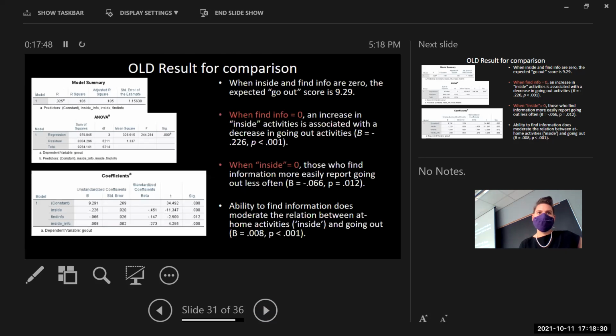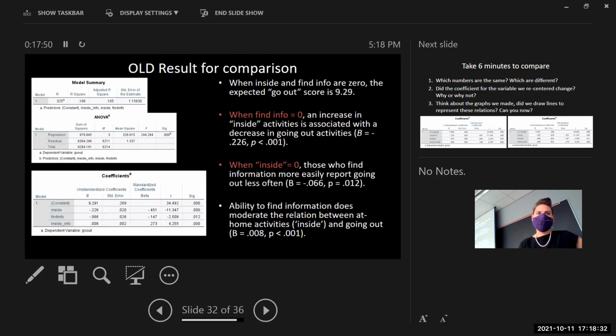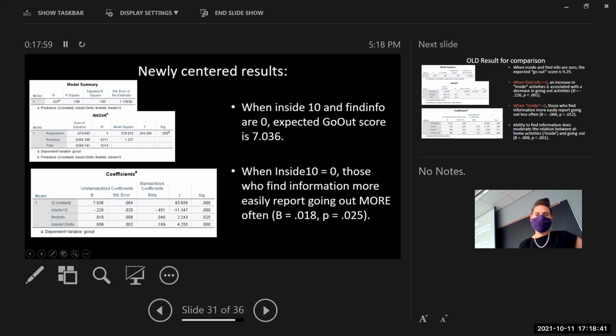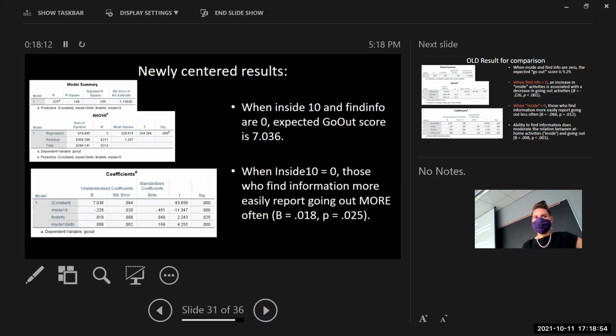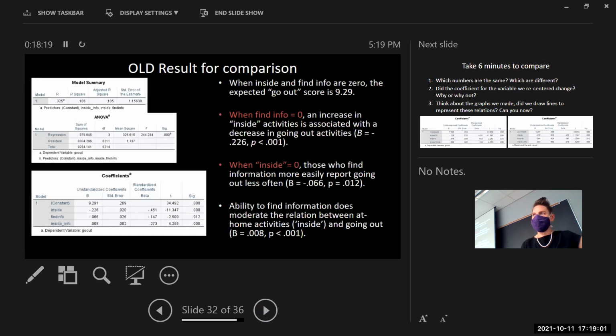And just to compare, here's the old one. I'm going to flip back and forth. Watch right here. Find information. In inside 10, it's positive. And in find info, in inside regular, it was negative. But look, inside 10, this coefficient doesn't change. See that? They're both 0.226.